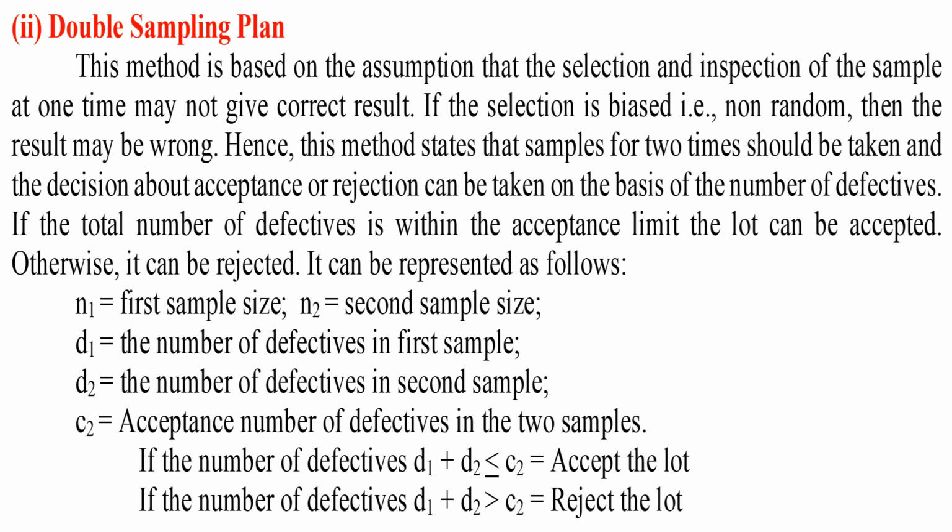It can be represented as follows. N1 equals first sample size, N2 equals second sample size. D1 equals the number of defectives in first sample. D2 equals the number of defectives in second sample. C2 equals acceptance number of defectives in the 2 samples. If the number of defectives D1 plus D2 is equal or less than C2, accept the lot. If the number of defectives D1 plus D2 is greater than C2, reject the lot.